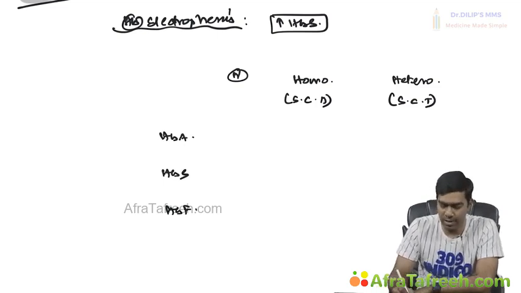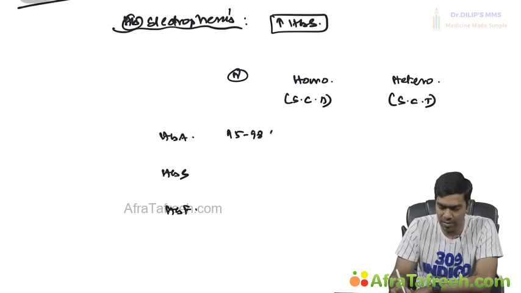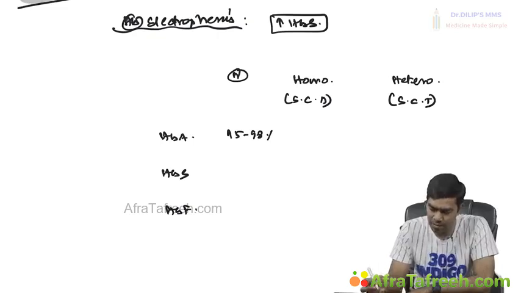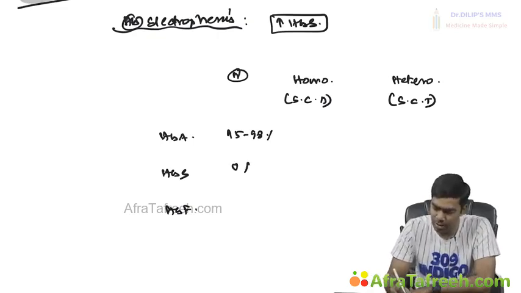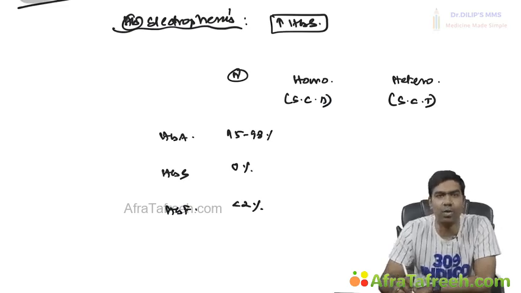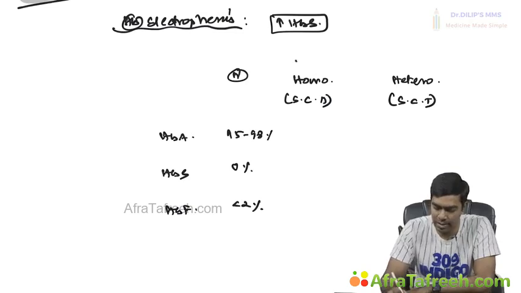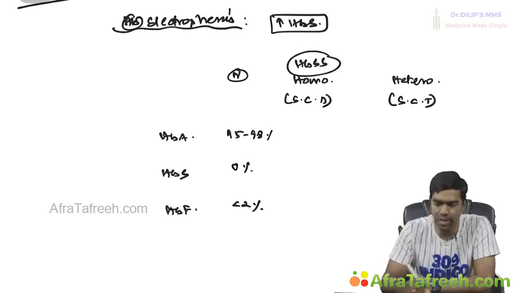Normal amount of HbA is 95 to 98%, and sickle hemoglobin in normal is 0%, and HbF is approximately less than 2%. This is the hemoglobin F. If you ask me about homozygous, that is sickle cell disease, otherwise simply you can write as HbSS.